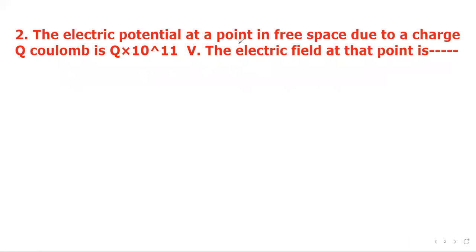The electric potential at a point in free space due to charge Q coulomb is Q times 10 power 11 volt. The electric field at that point is. So V is given by Q upon 4 pi epsilon naught R, and electric field is given by Q divided by 4 pi epsilon naught R square.